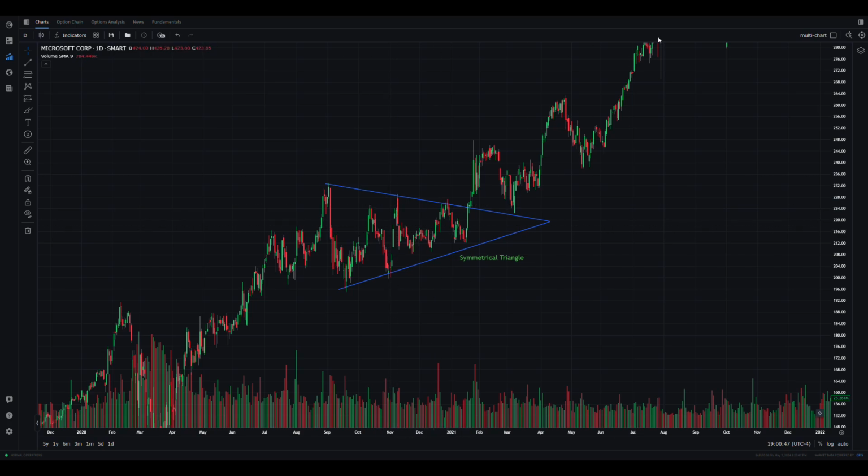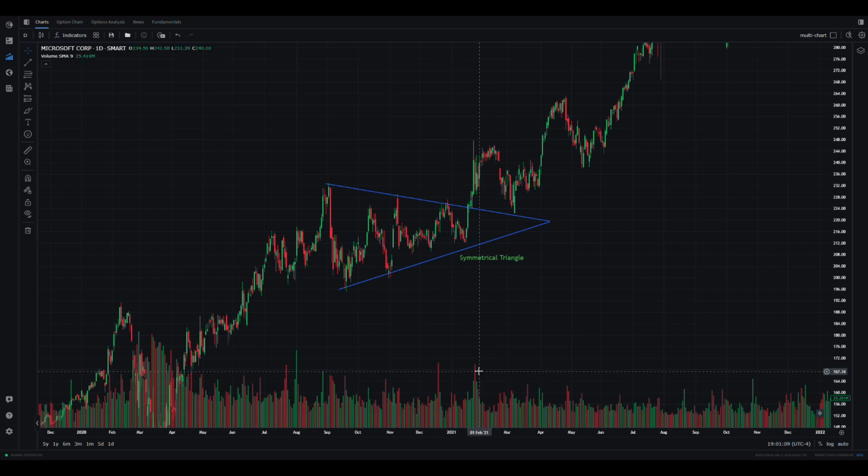The resolution of a symmetrical triangle occurs when the price breaks out of the pattern, moving beyond one of the trend lines. Traders anticipate the breakout to confirm the resumption of the prior trend. A breakout above the upper trend line suggests a bullish continuation, while a breakout below the lower trend line indicates a bearish continuation. Volume confirmation.